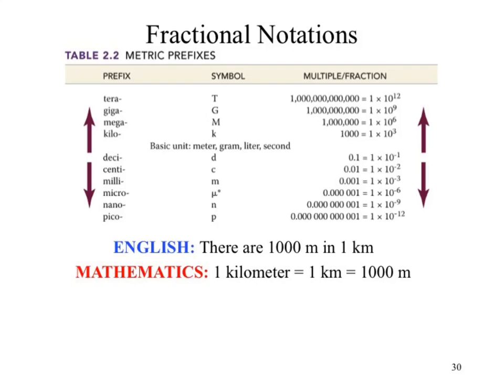English is cool. Everybody goes, okay, yeah, I understand that. Now we try and convert that into mathematics. Well, we can say 1 kilometer equals 1 km. So we shorten the English down because we're lazy. Equals 1,000 meters. So that helps us out as well. We now have this as a mathematical expression. So here's a new question.